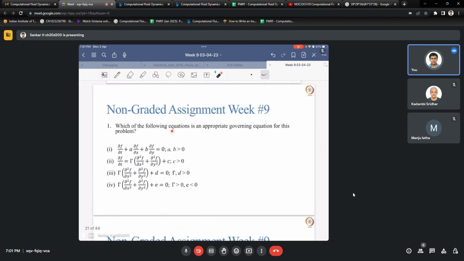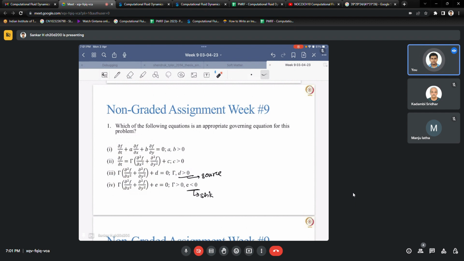Which of the following equations is an approximate governing equation for this problem? In the first one there is an unsteady term plus a convection term. In the second there is an unsteady plus a diffusion term. The third is a diffusion with a source. In the fourth one there's a diffusion with a consumption, and that consumption term comes from e less than 0, and this would be the sink term or the consumption term, or whatever needs to be called for the particular case.